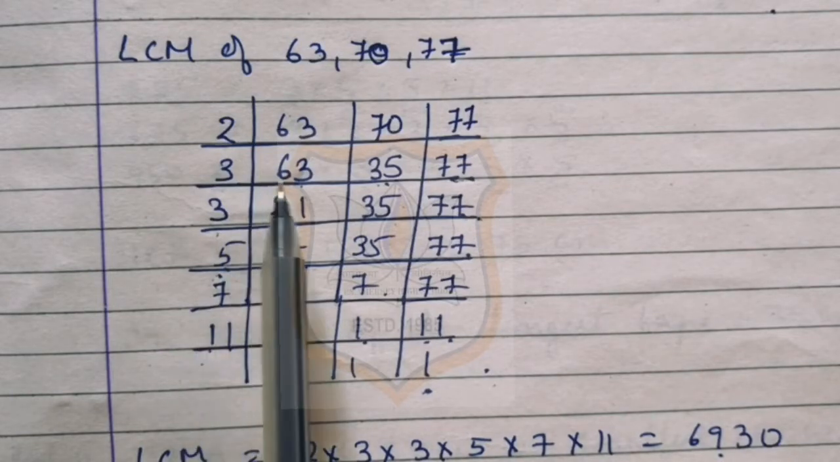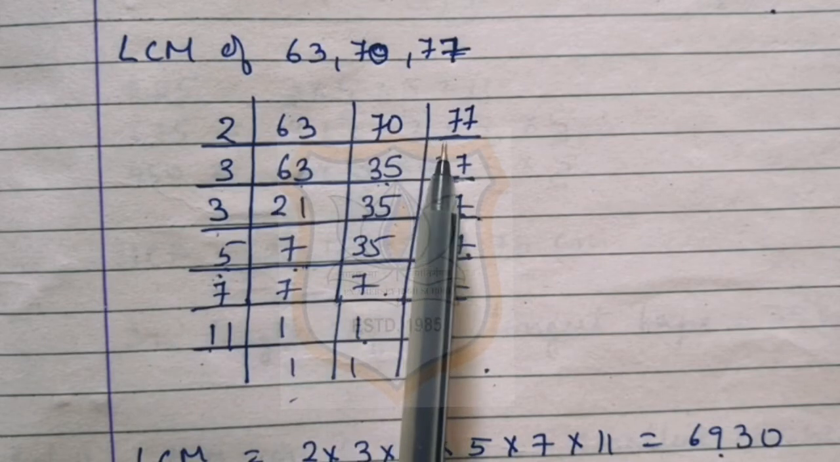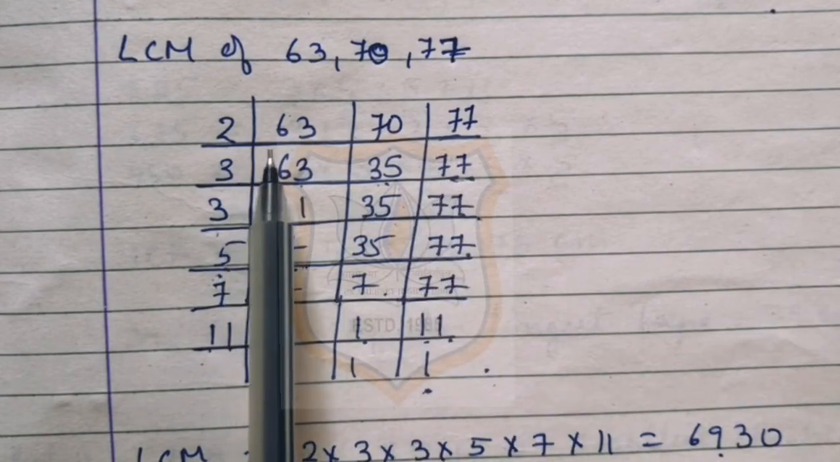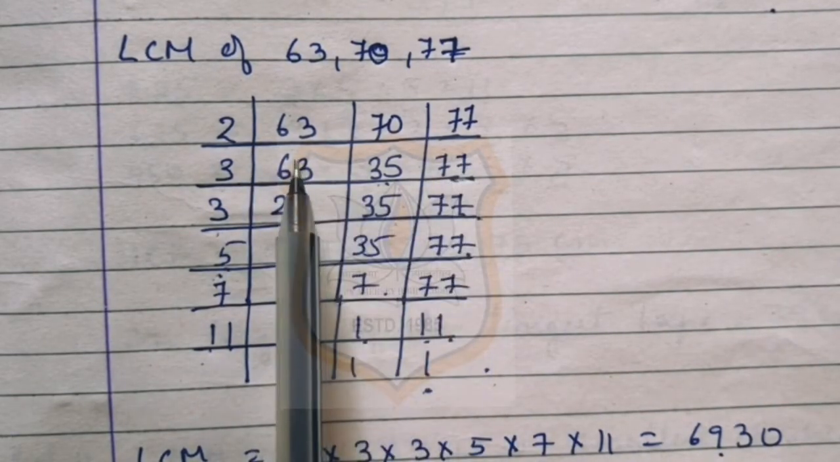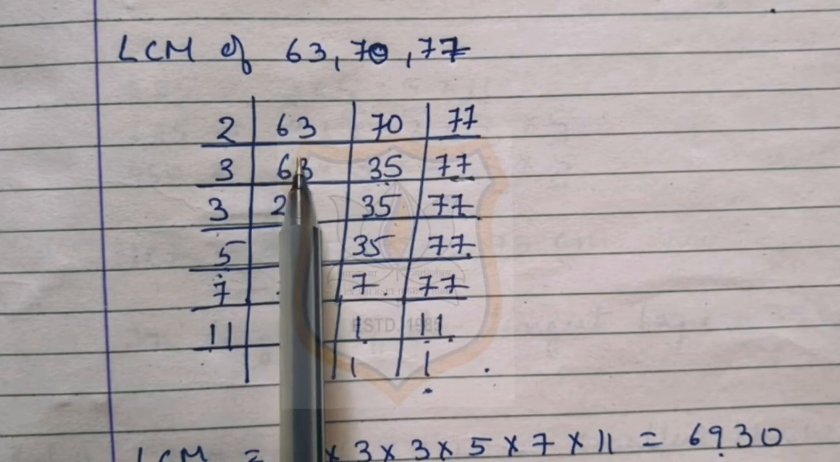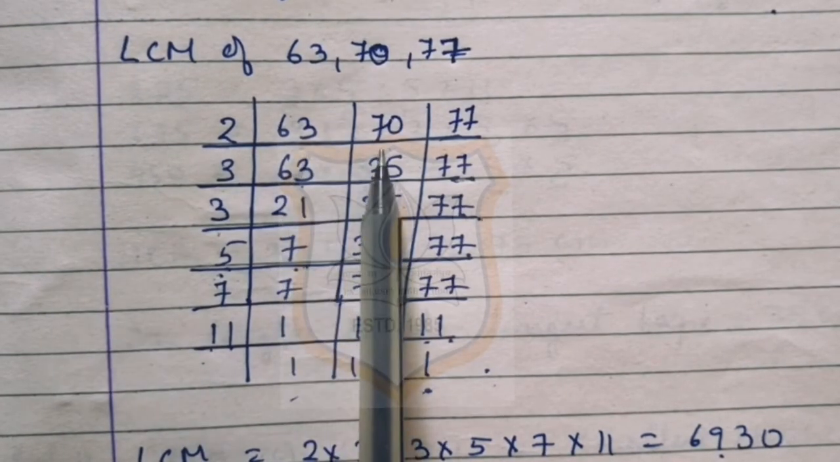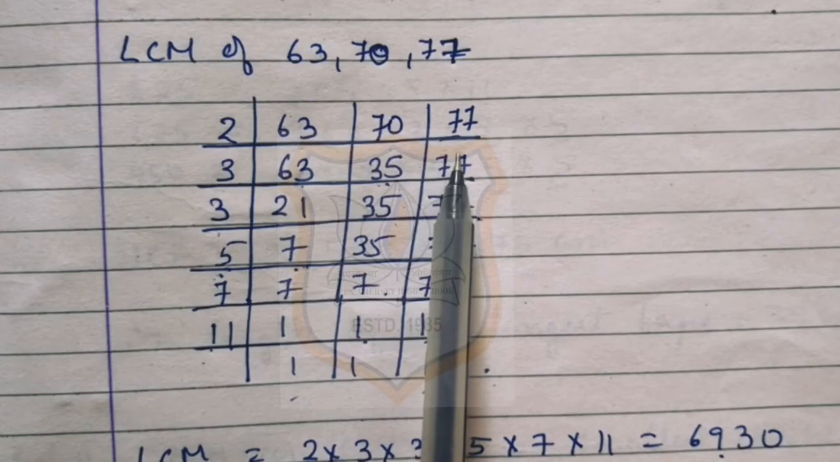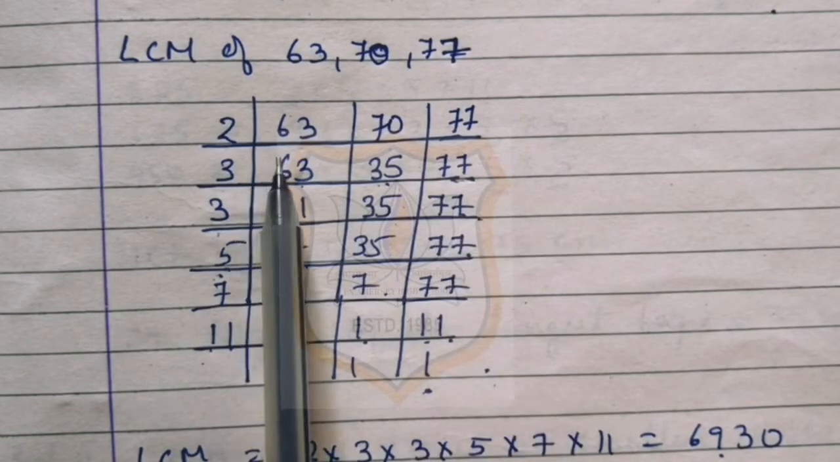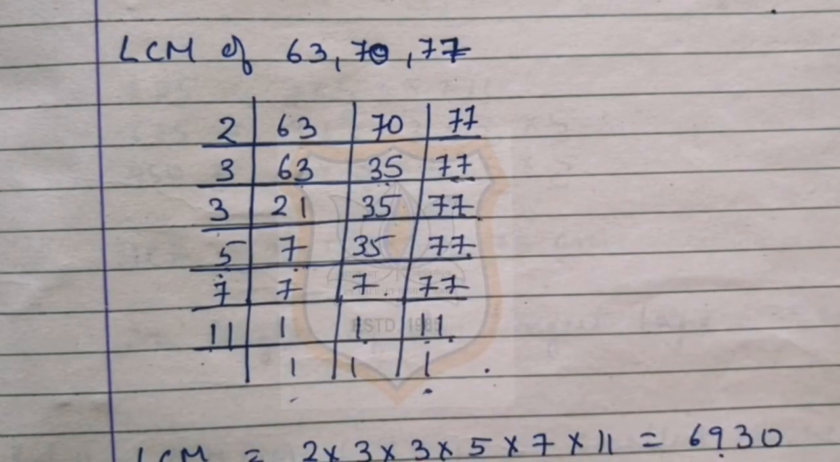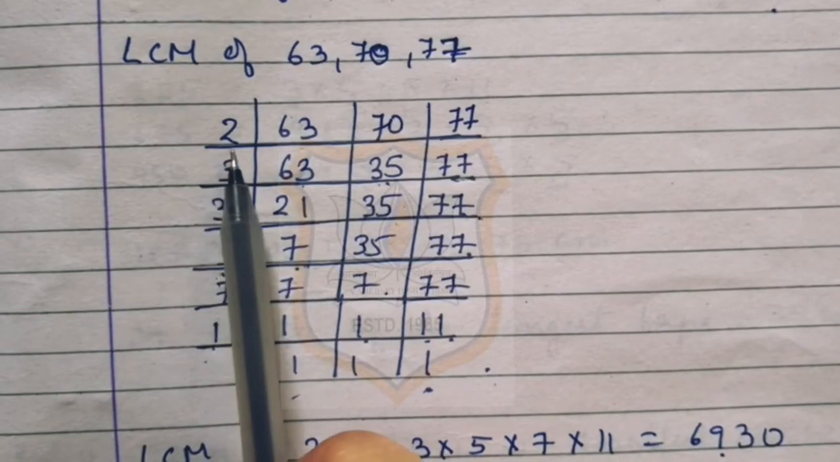In HCF, we find the prime factors of the numbers separately. Here we have to write all the numbers together. We will write the numbers in this way. First we will write 63, 70 and then 77. Now we will divide these numbers by the smallest prime number. The smallest prime number is 2.